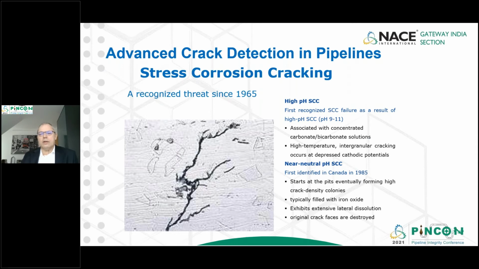And this is not alternating 1 or 2 bars, this is high differences in pressure, 10, 20, 30 bar difference. And with many fluctuations of this pressure. We talk here about pressure cycling. Another characteristic is that this type of cracks appears very often in the first 15 to 20 kilometers after a compressor station or after a pump station.